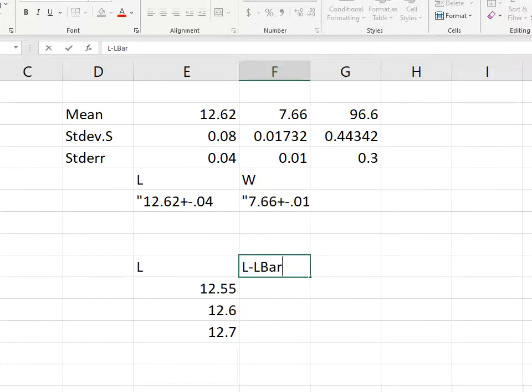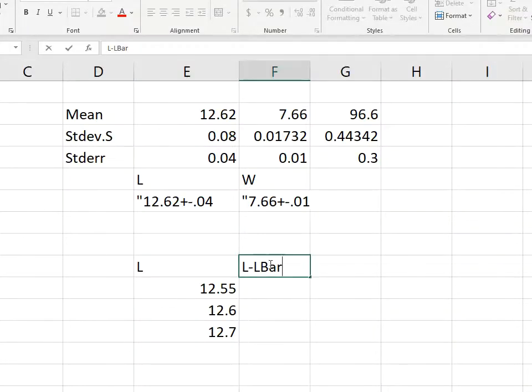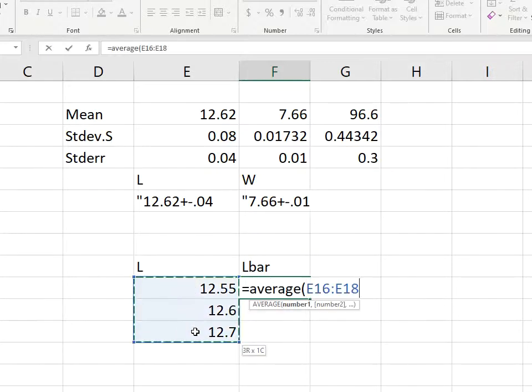Is that our equation? Hold on. Yeah, we want the sum of Li minus L bar, and then we want that squared. So let's make several different columns. We'll make one column for L bar here. So it's equal to the average of these three guys.